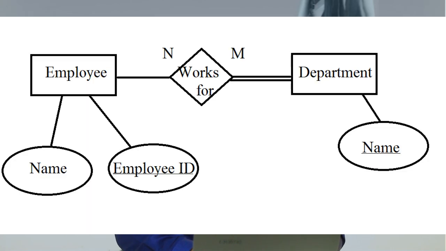Relationships may also have their own attributes. For example, hours in works on or start date in manages. These attributes describe the association itself, not the individual entities.